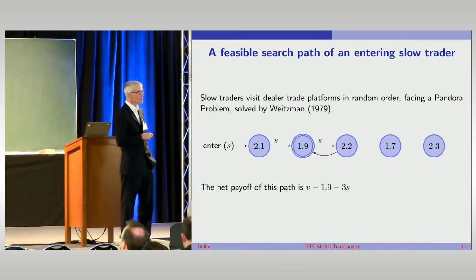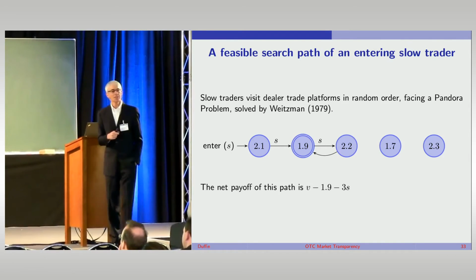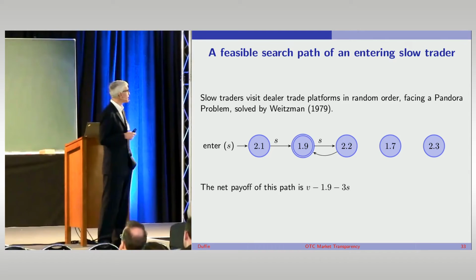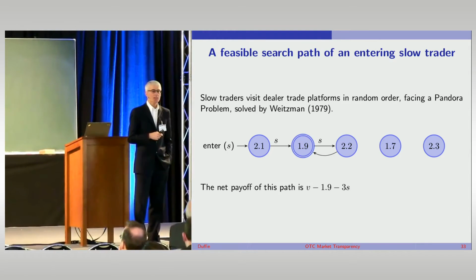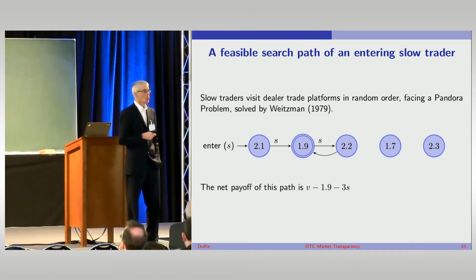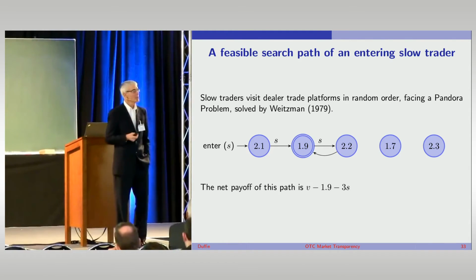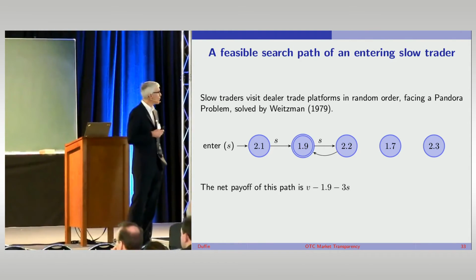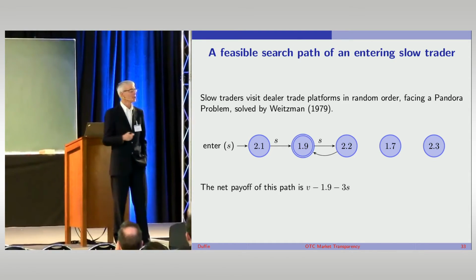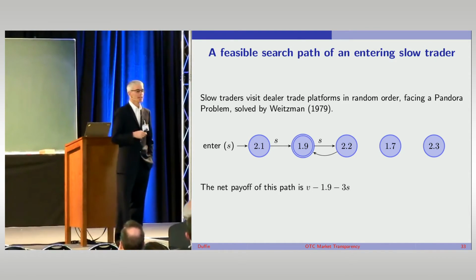And for people like me that are slow, I might have done the following search. I might have visited the first bank. It said 2.1. I said, well, maybe that's good. I don't know. I'll visit the second bank, incurring another search cost. That bank said 1.9. I don't know what the benchmark is. Maybe I'll search one more. 2.2. I say, okay, that's enough. I've incurred enough search. I'll go back to the second bank and buy for 1.9.